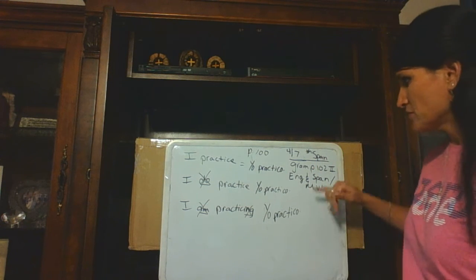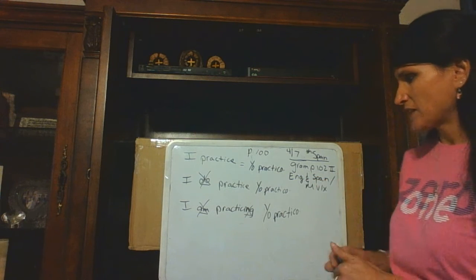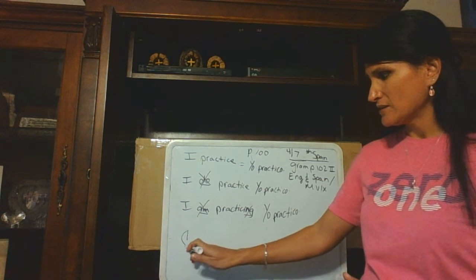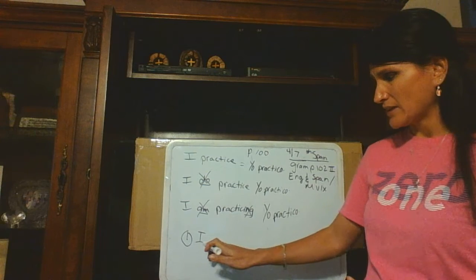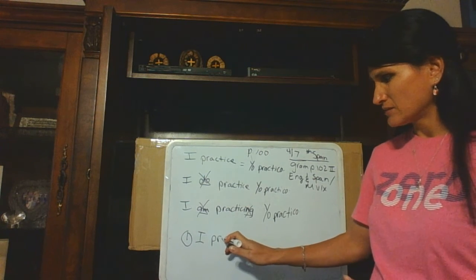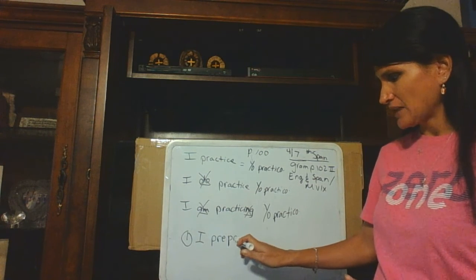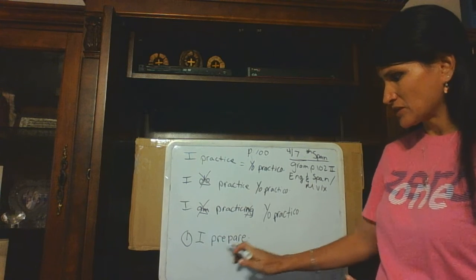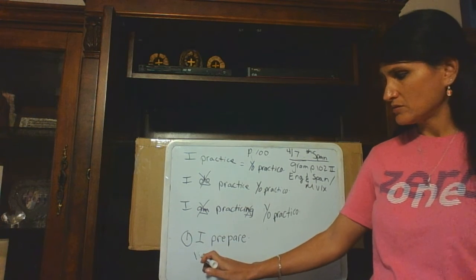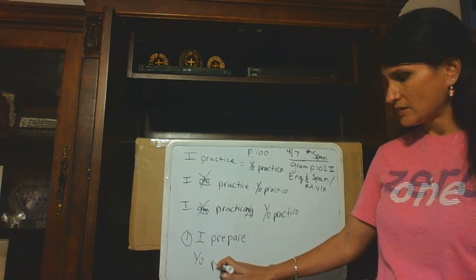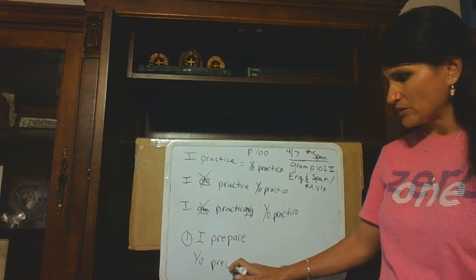On your homework, the first one is I prepare. So the way I want you to do your homework is the English and then the Spanish. So for number 1, I prepare, you would write I prepare. And then underneath I prepare, you'll give me the correct translation, which would be yo preparo.